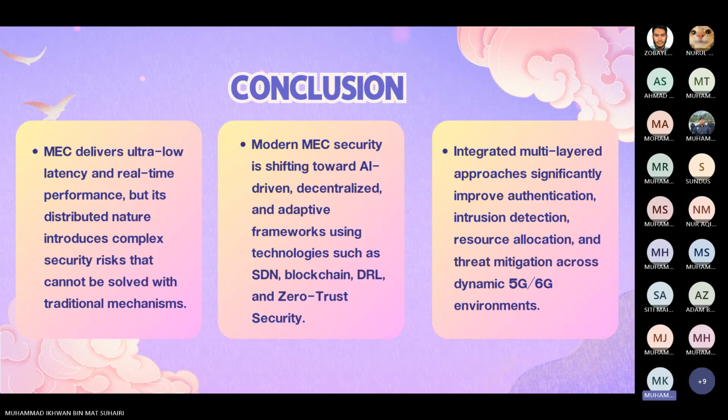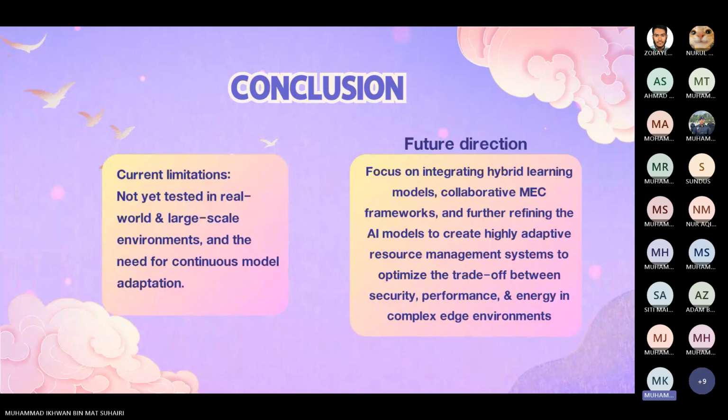So to conclude, MEC delivers ultra low latency and real-time performance, but its distributed nature introduces complex security risks that cannot be solved with traditional mechanisms. Modern MEC security is shifting toward AI-driven, decentralized, and adaptive frameworks using technologies such as SDN, blockchain, DRL, and zero trust security. These integrated multi-layer approaches significantly improve authentication, intrusion detection, resource allocation, and threat mitigation across dynamic 5G or 6G environments.